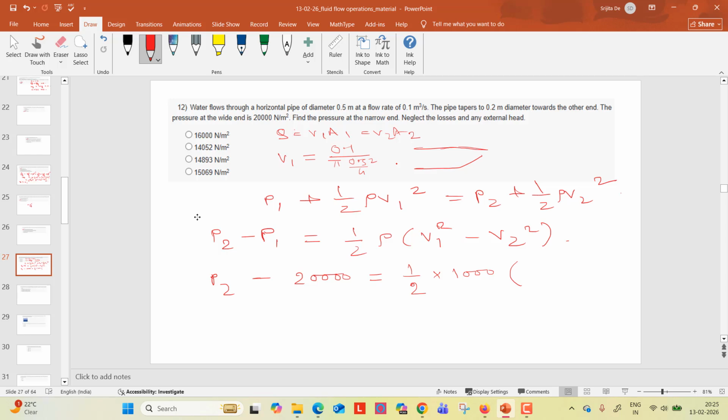So V1 is coming as 0.509, so it is 0.509 square, minus V2 square. Similarly, V2 is 0.1 by pi times 0.2 square by 4. So it is 0.1 by 3.14 by 0.2 square, which is 3.183 square.